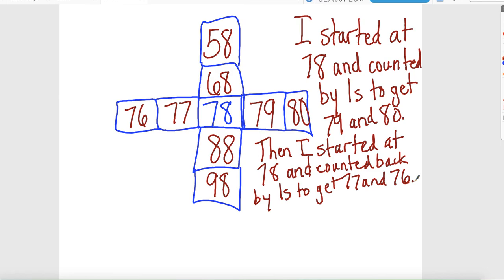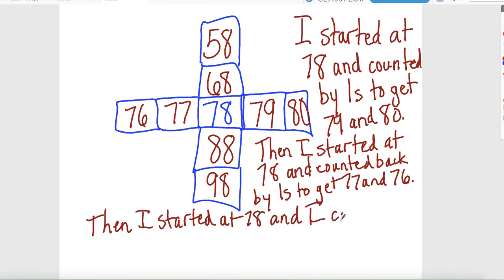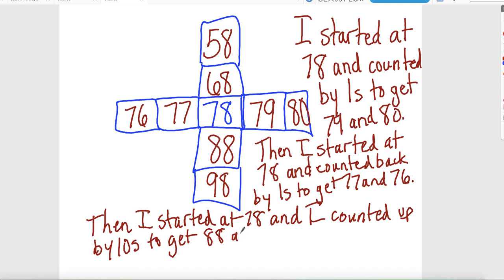But I'm not even done, because then what did I do? After I counted by ones, what did I do next? Did we forget already what we did after we counted by ones? What did we do after we counted by ones? Logan? Counted by 10. Right. Then I started at 78, and I counted up by tens to get 88 and 98.